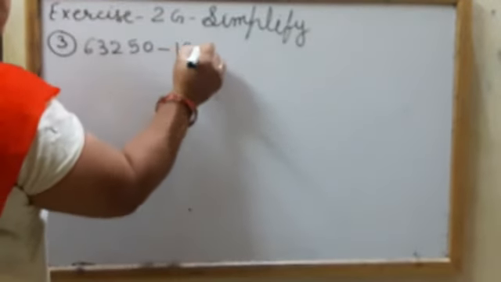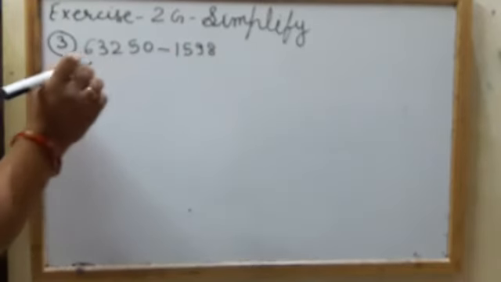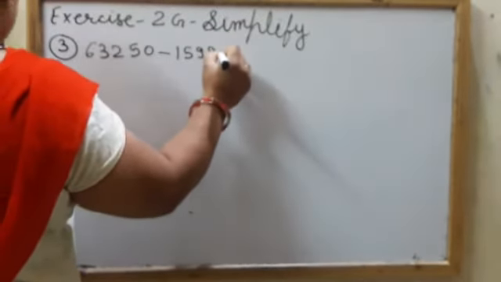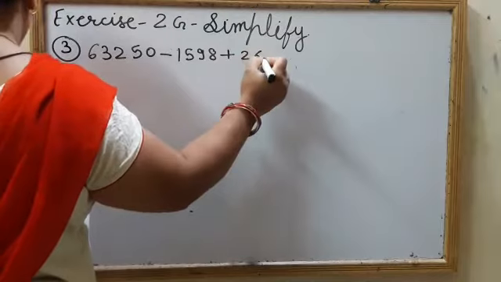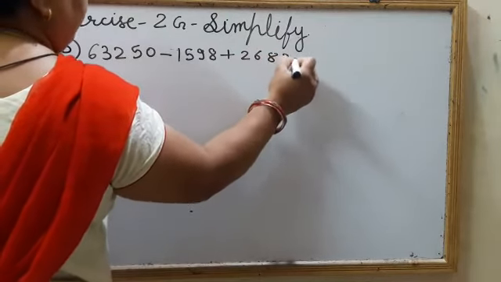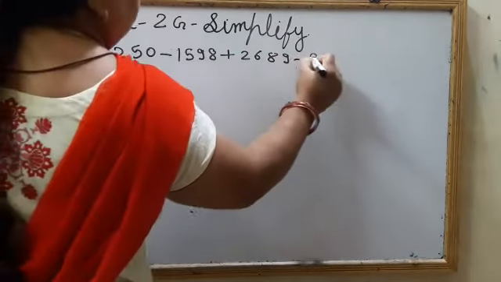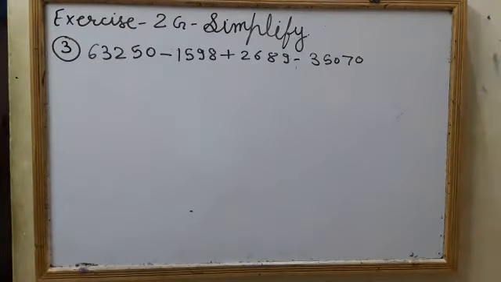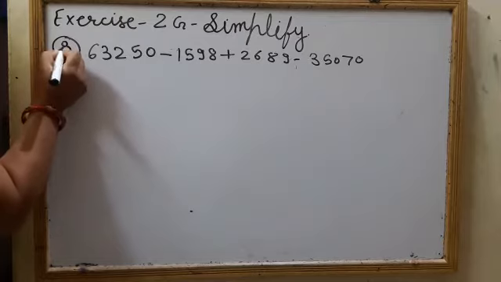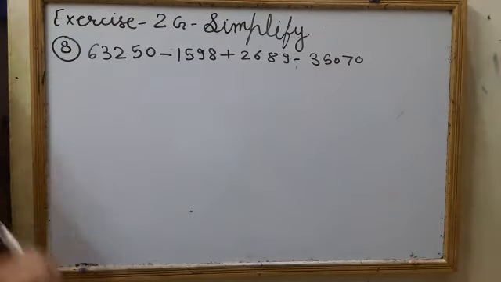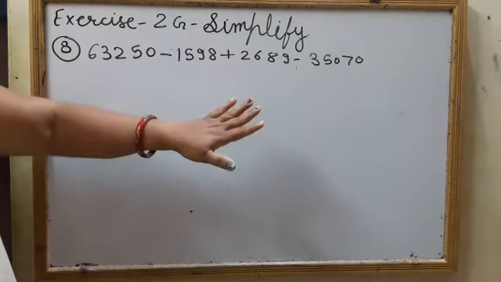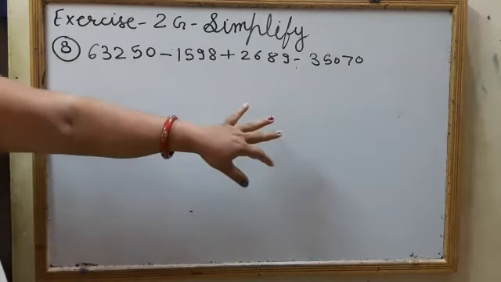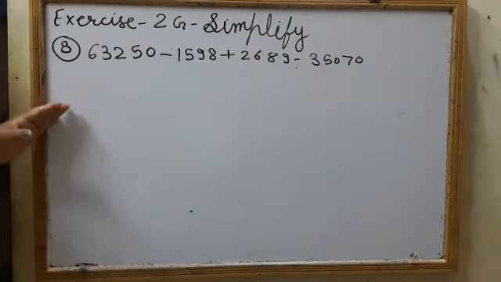63,250 minus 1,598 plus 2,689 minus 35,070. This is our 8th question. In this, there are 4 numbers and 3 operations we have to make. But we will follow the same rule here also.